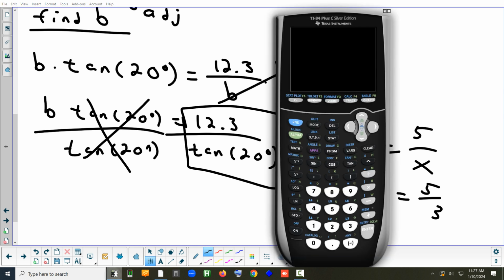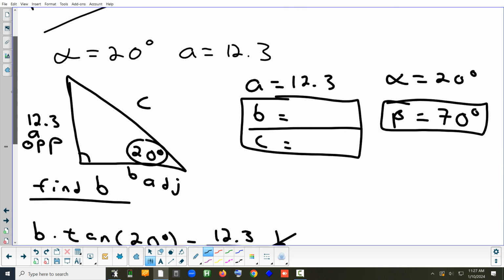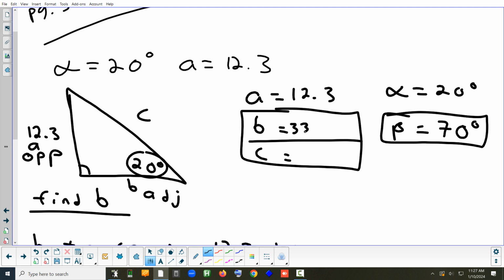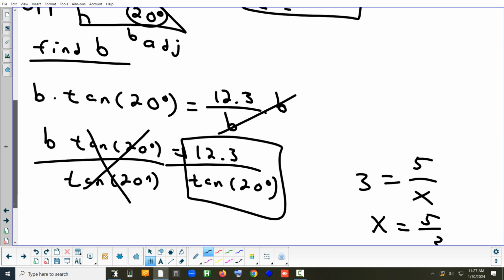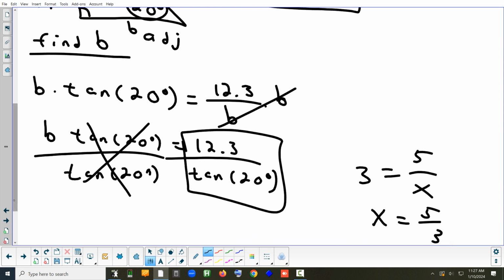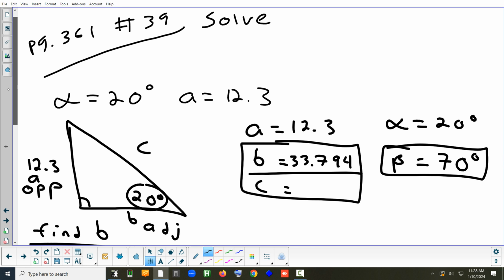Okay, let's type that in. So 12.3 divided by tangent 20. Make sure you're still in degrees. And you get 33.794. I think we made a mistake. I made a mistake. It's possible. Can you scroll up to the question? Oh, I made a mistake. Never mind.